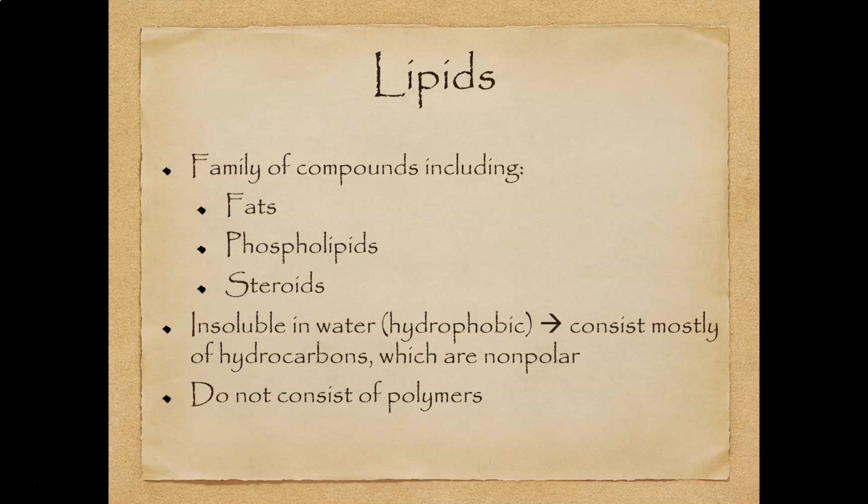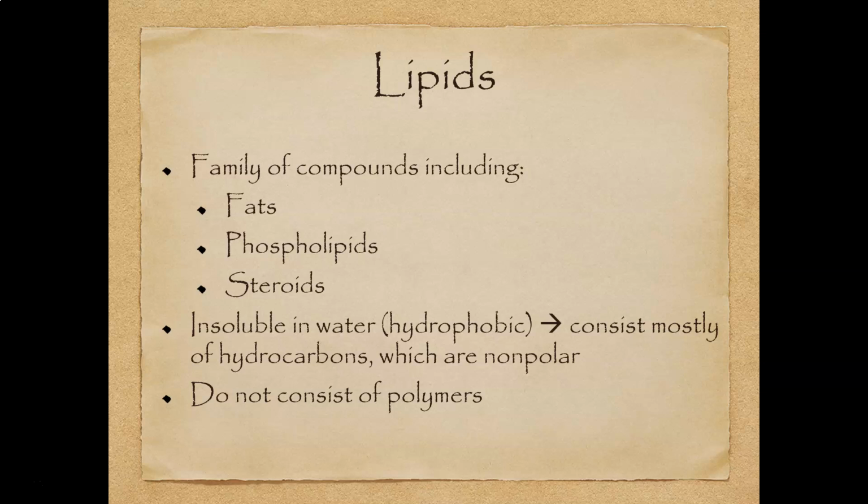This family of compounds technically isn't a true macromolecule in the sense that it doesn't have a true monomer-polymer structure like the rest of the macromolecules that we're talking about do. So they're going to have component building pieces, but it's not going to look like a monosaccharide to a polysaccharide or an amino acid to a protein. This class of compounds includes your fats, your phospholipids, and your steroids.